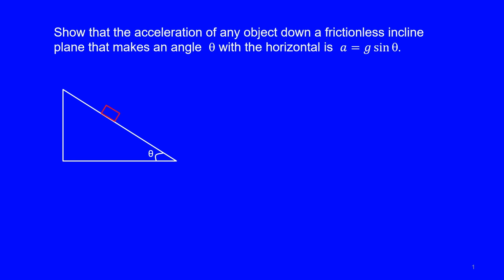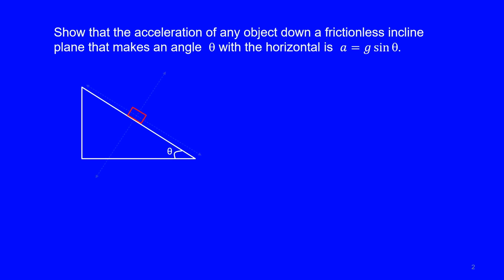Now, the best way to deal with such a situation is to align our x-axis parallel to the inclined plane and the y-axis perpendicular to it, like so. So we have positive x here and negative on this side, positive y here and negative y here. The only force we have under such a situation, when the surface is frictionless, is the gravitational force.